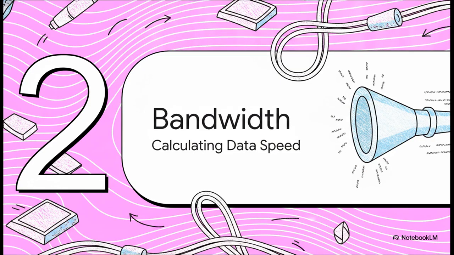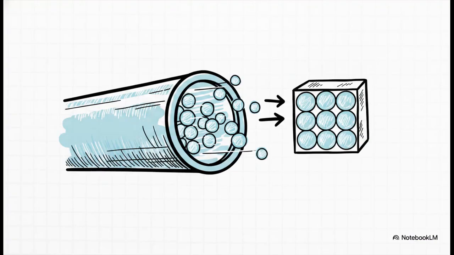Moving right along to Section 2, bandwidth, calculating data speed. Okay, so understanding bandwidth is absolutely crucial. Bandwidth is simply your data transmission rate, and it's universally measured in bits per second, or BPS. Now, I really want to clarify a fundamental metric here because it trips up a lot of people on exams. Notice that lowercase b. When your internet provider sells you a 10 Mbps connection, that is megabits, not megabytes. Because there are 8 bits in a single byte, a 10 megabit connection is actually only transferring data at about 1.25 megabytes per second. Always watch out for that lowercase b.